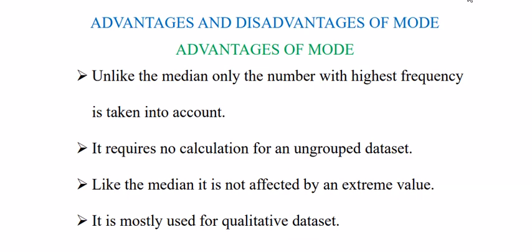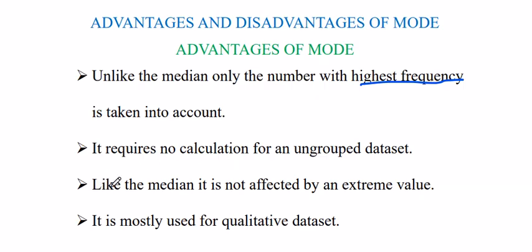Firstly, advantages of mode. Number one, unlike the median, only the number with highest frequency is taken into account. So the number with highest frequency means the number that occurs most in the data set. Number two, it requires no calculation for an ungrouped data set.